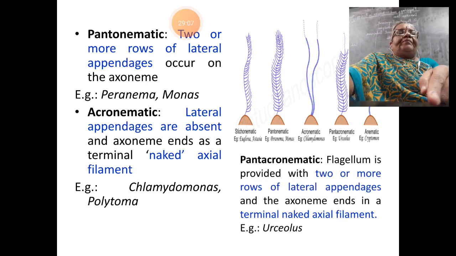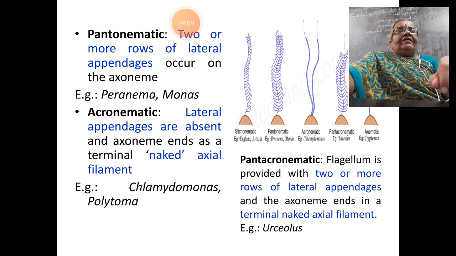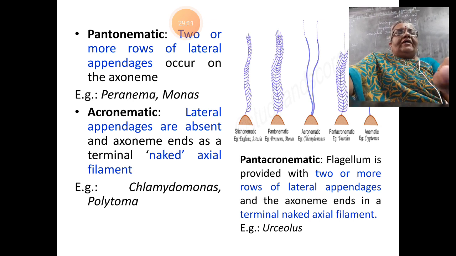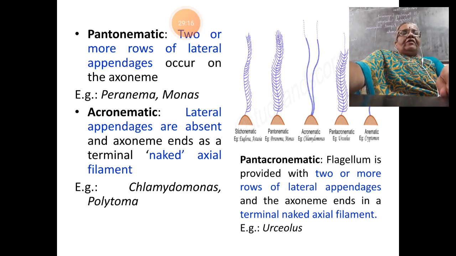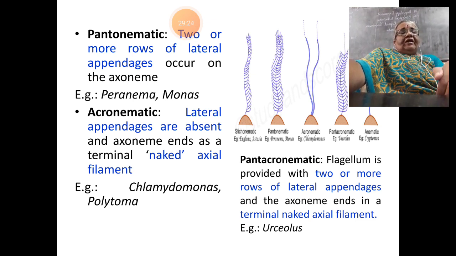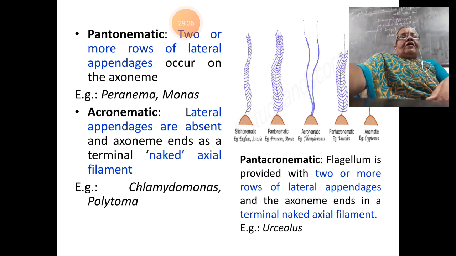Then, the fourth type, pantacronematic. Here, this is the fourth diagram. The flagellum is provided with 2 or more rows of lateral appendages, and at the same time, the axoneme ends in a terminal naked axial filament. This is seen in protozoans like Arceolus.